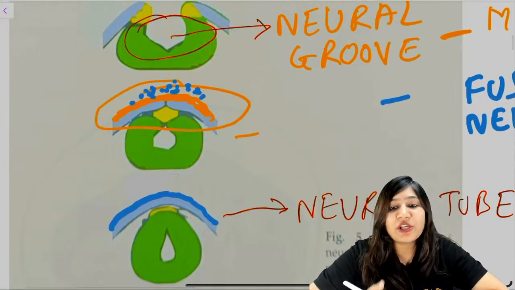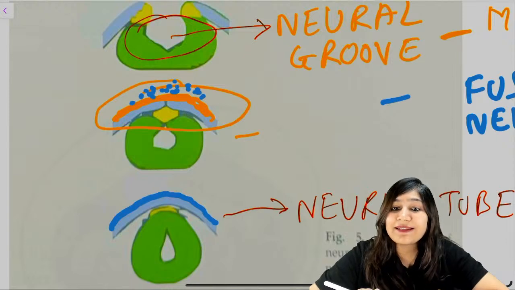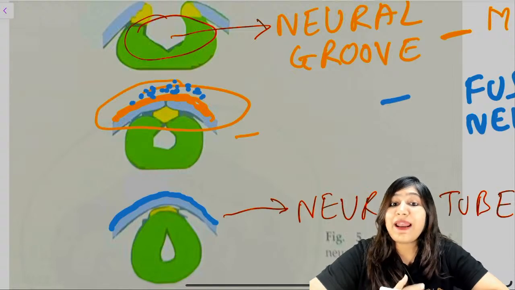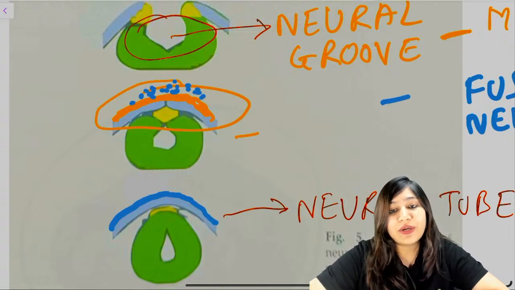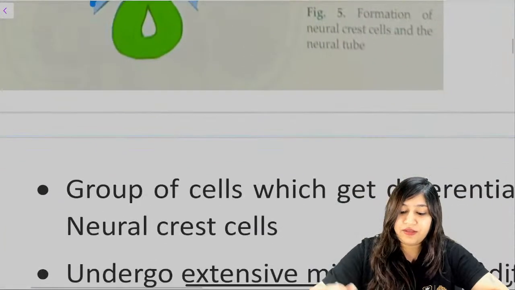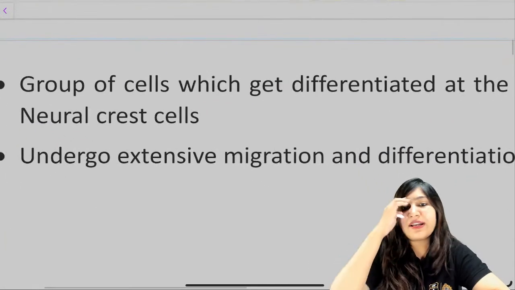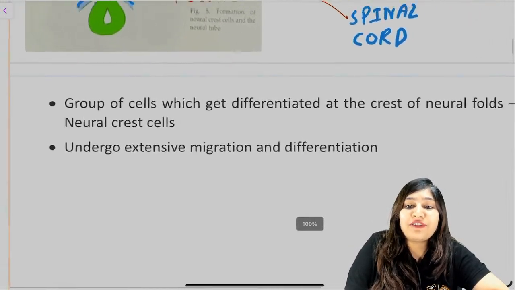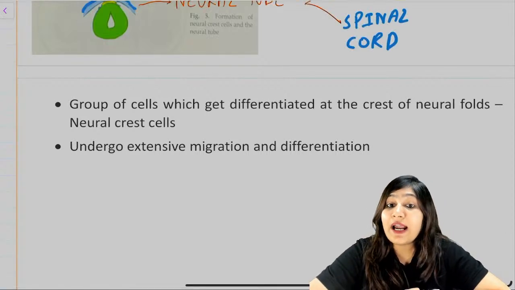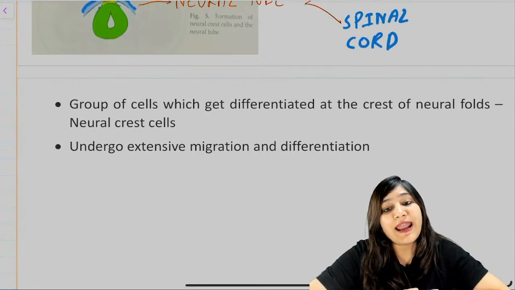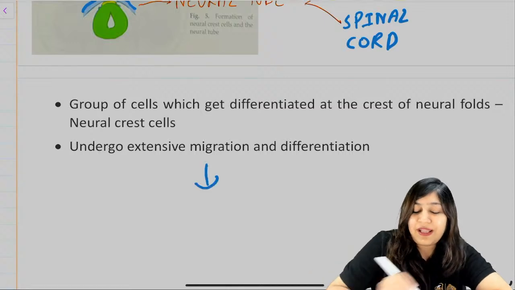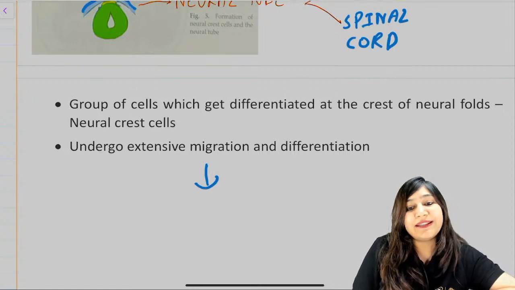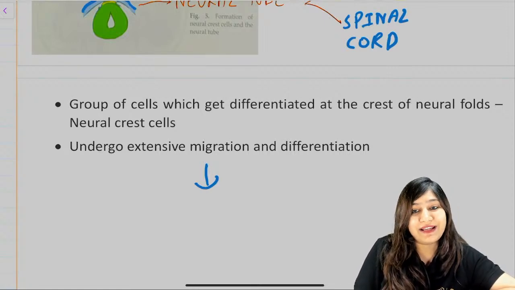They are involved in the formation of tooth, face, cartilage and bone. Melanin producing cells are also formed from neural crest cells. So basically, neural crest cells are a group of cells that get differentiated at the crest of neural folds. They undergo extensive migration and differentiation and lead to the formation of primitive connective tissue, that is ectomesenchyme.